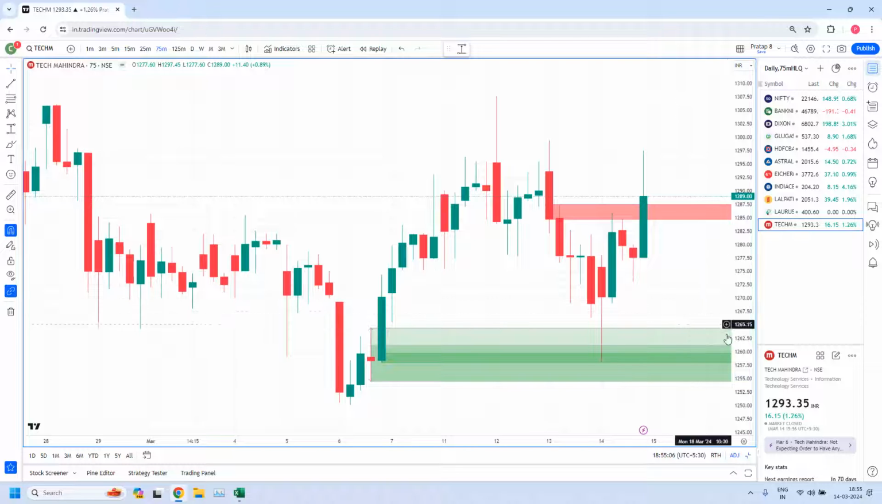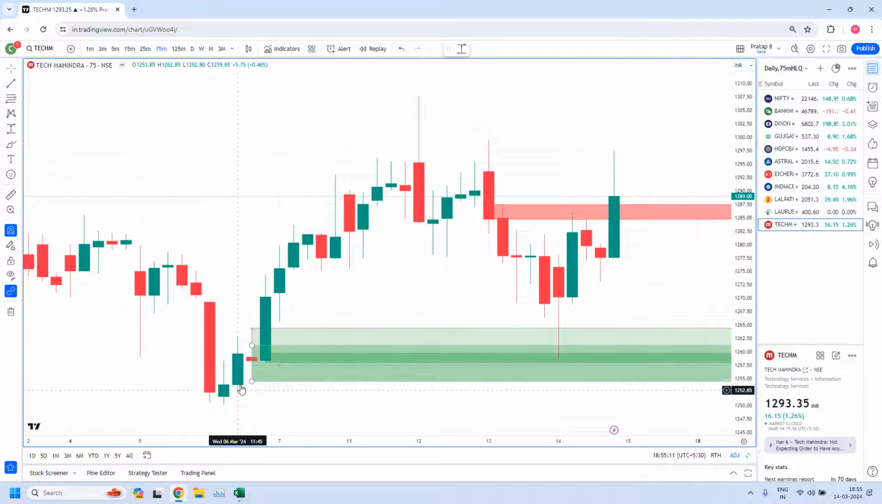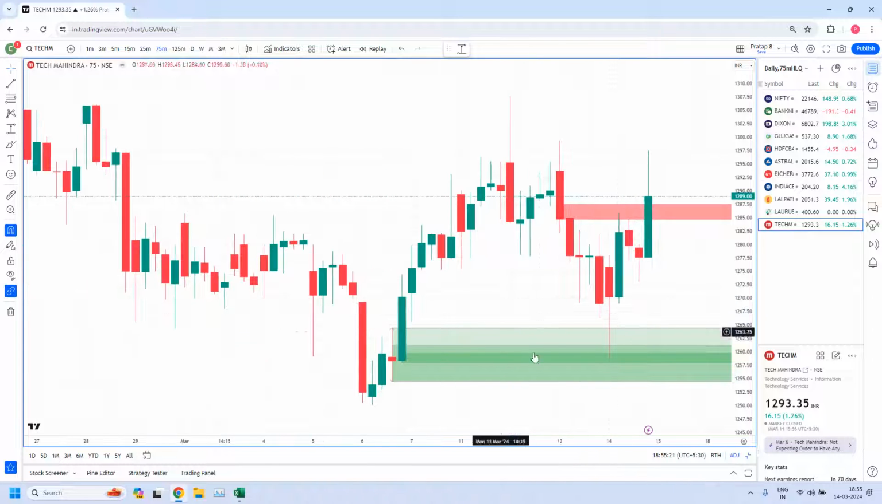The first one is Tech Mahindra. This is a 75 minutes high liquidity zone. We have a rally, base rally, and we have fine-tuned to 15 minutes. Inside we have fine-tuned to 5 minutes. Exactly the 5 minutes area we got the entry. So let us look into this stock, how we fine-tuned.